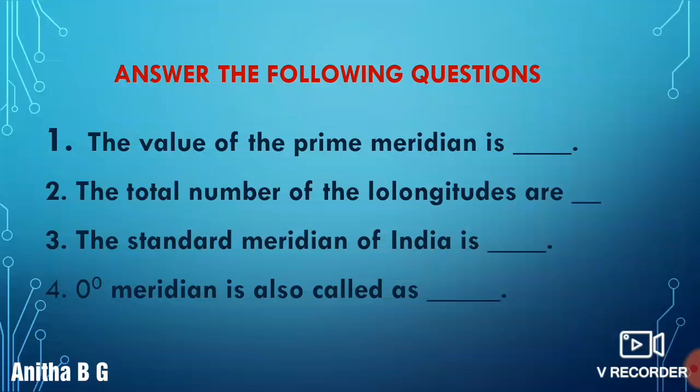Answer the following questions. The value of the prime meridian is dash. The total number of longitudes is dash. The standard meridian of India is dash. The 0 degree meridian is also called dash.